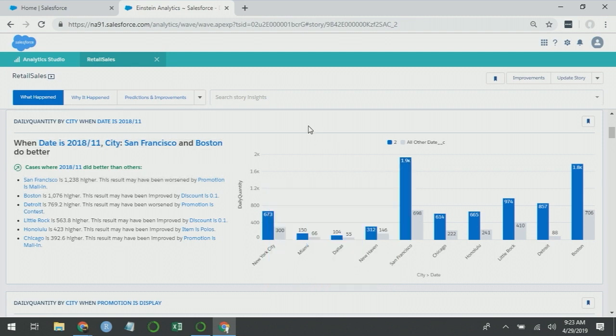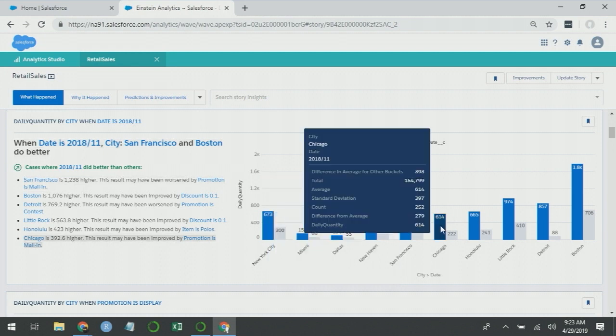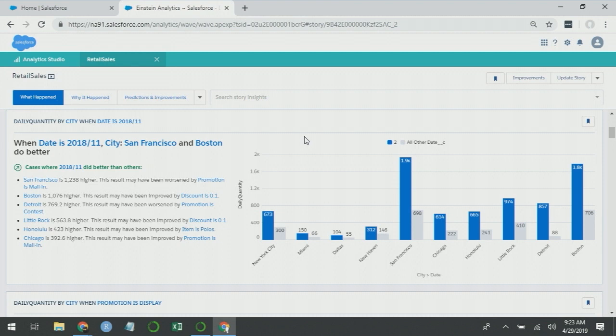So the natural question becomes, why didn't Einstein Discovery just tell me November performs well? Why is it adding this layer of complexity, breaking it apart by city? The reason is the magnitude difference. If I look at San Francisco, the difference between November and the other months is 1,238 units. However, for Chicago, the difference is only 393 units. It's still statistically significant in Chicago. November does perform better, but not nearly to the magnitude that San Francisco sees the benefit. So that's why Einstein Discovery added this extra layer of complexity. It's saying that November performs well, but it performs particularly well in certain locations.